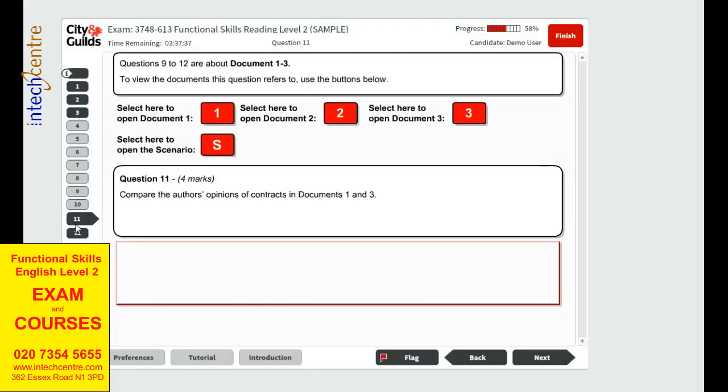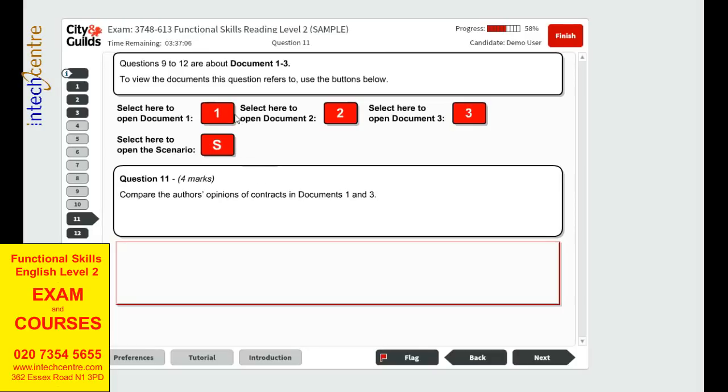Compare the author's opinions of contracts in documents 1 and 3. So this question is very, very common again in exams. So comparing and contrasting. So comparing, what's the similarities and the differences of the opinions of contracts? So the key word here is the author's opinions of contracts. So we are looking for what does the author in document 1 and document 3 say about what is their opinions of contracts themselves?